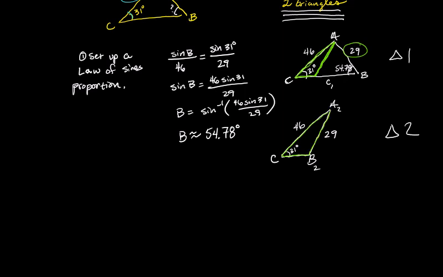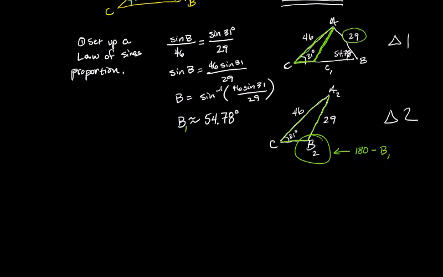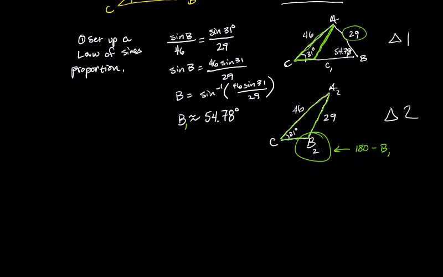So how do you go about finding B2? Consider this to be B1. How would you go about finding B2? Pretty easy. They're just supplementary angles. So to find B2, I would do 180 minus B1. If you do supplementary angles, you subtract from 180, and for B2, we should be able to say that that would be 125.22 degrees. And they'll always be supplementary.